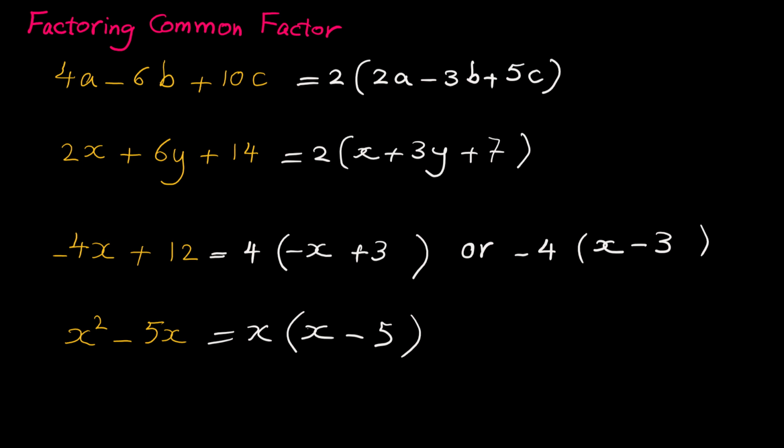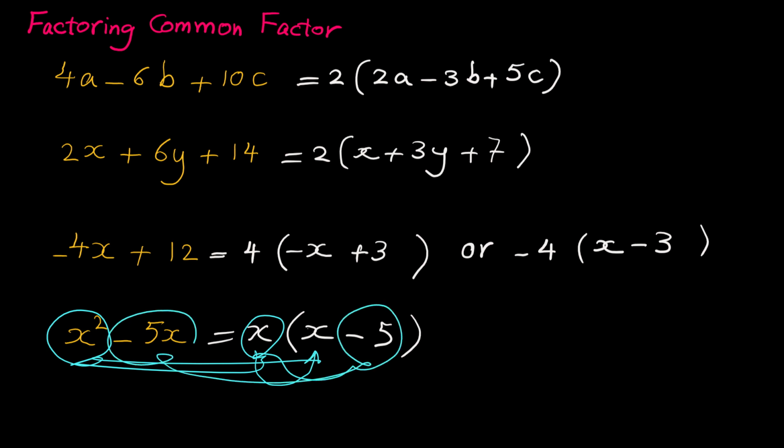And how can you check that your answer again is right? Simply multiply x in the bracket. x times x is x to the 2. x times negative 5 is negative 5x.